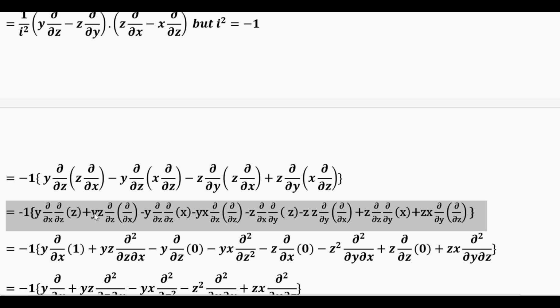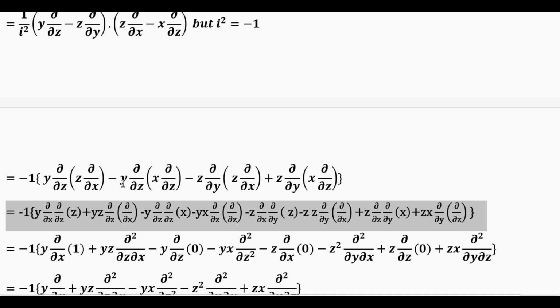Then y is already there. This time I am not taking the derivative of z, so it is yz, and ∂/∂z is already there, and now I am taking the derivative of ∂/∂x. What I am doing is taking ∂/∂z of ∂/∂x. So this is how the first term will split into two. In the same way the second term will also split into two.